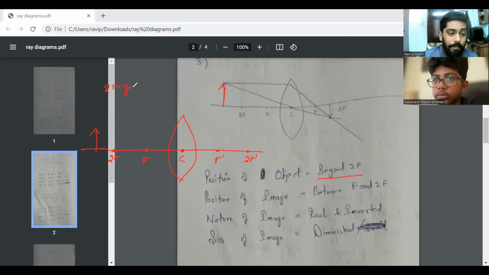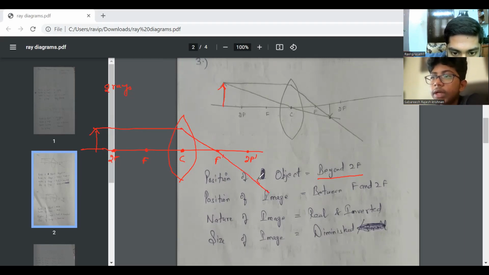So these 2 rays I will be drawing in such a way that it will be based on the 3 laws. Any 2 out of 3 laws I am using. So I am using the first law now. Ray parallel to this axis will pass through what? Focus dash of the concave mirror. So one ray has passed through like this.